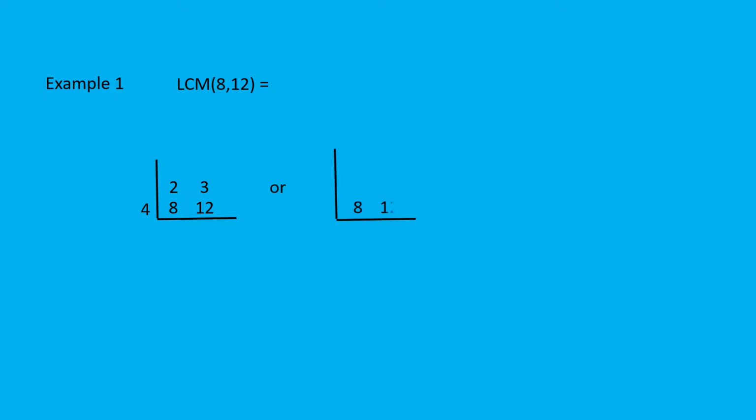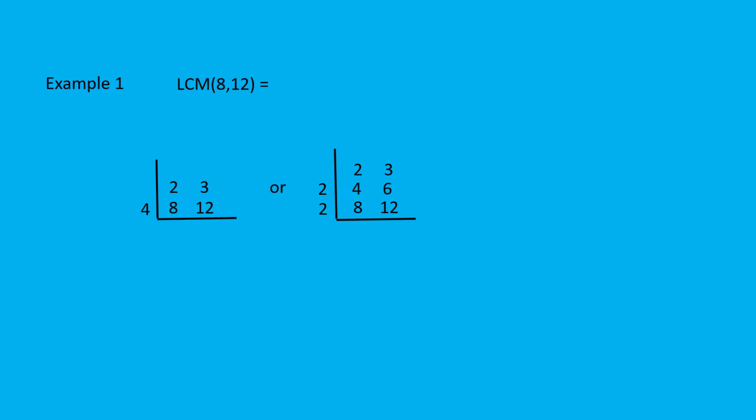Now, let's say you didn't see 4. Let's say you divided by 2. You would have got 4, 6. Then you would have divided by 2 again, got 2, 3. Now you notice it doesn't matter whether you go quickly or slowly. The top line and the bottom line are exactly the same.